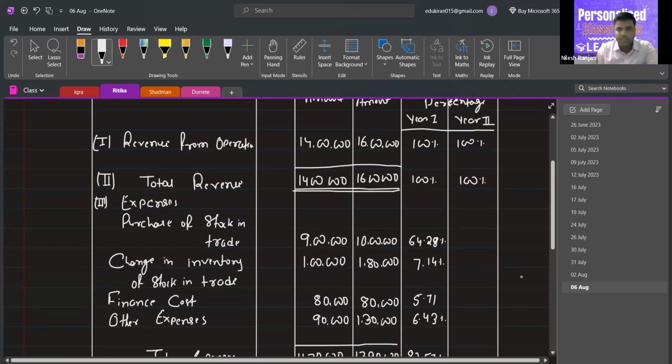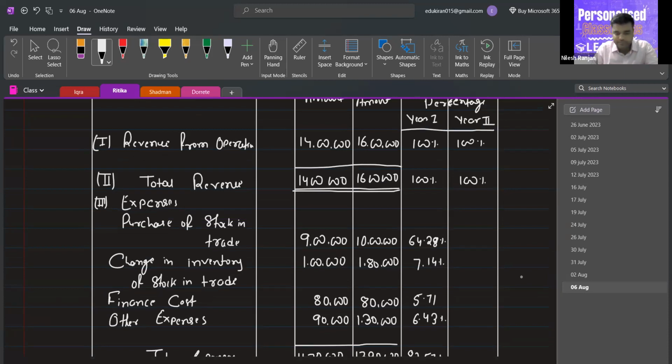The next is year 2, 10 lakh divided by 16 lakh. It is 62.5%. After that, 1,80,000 divided by 16 lakh is 11.25%. And 80,000, 1,60,000.